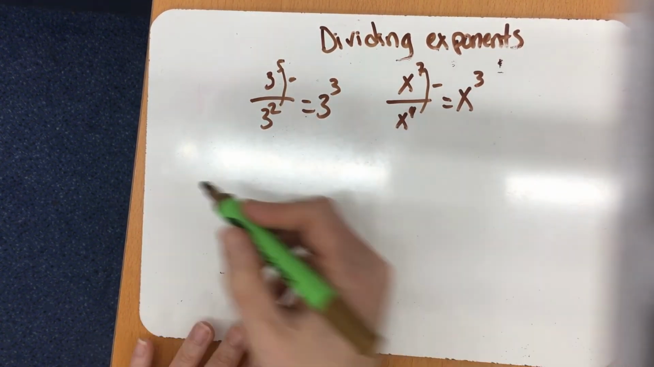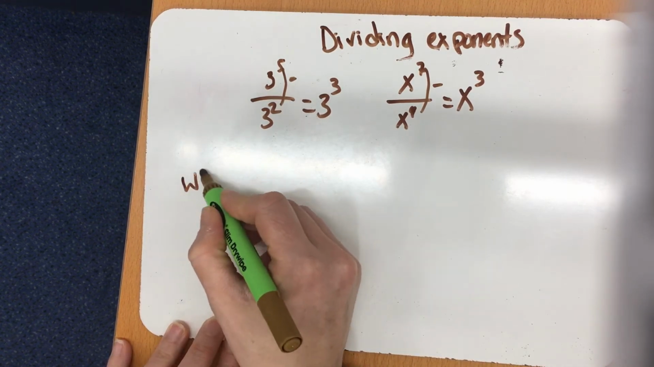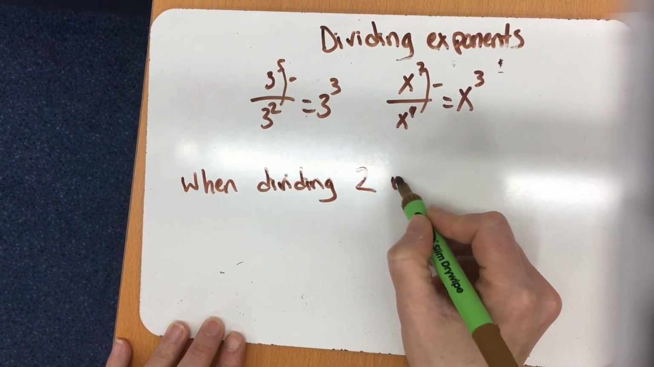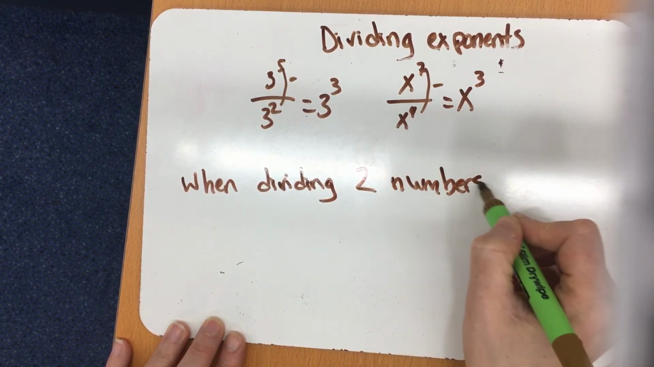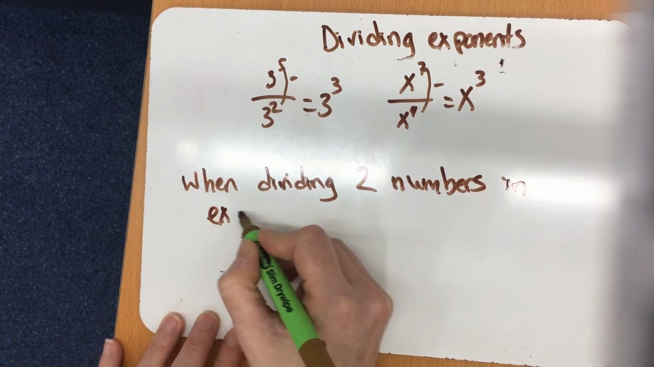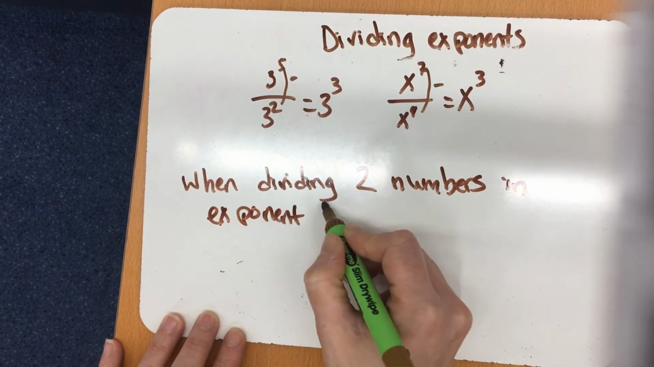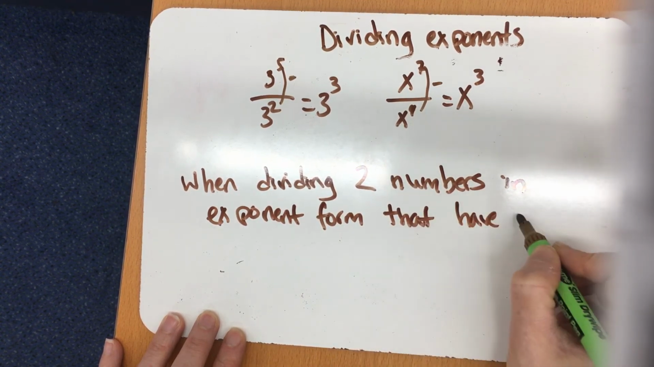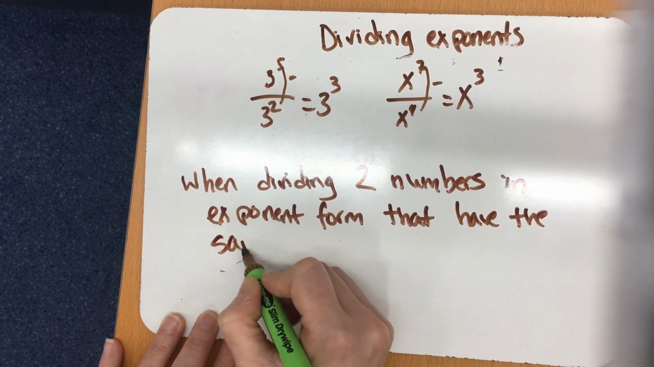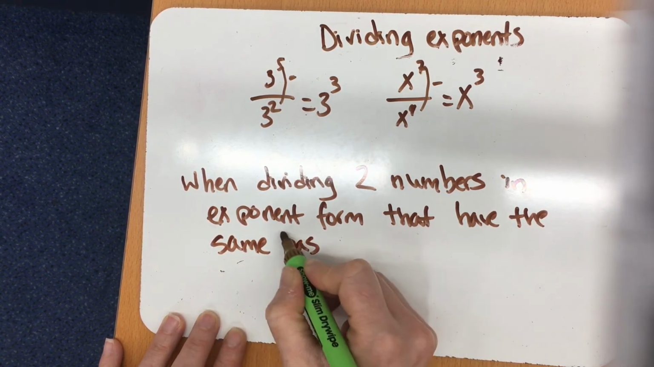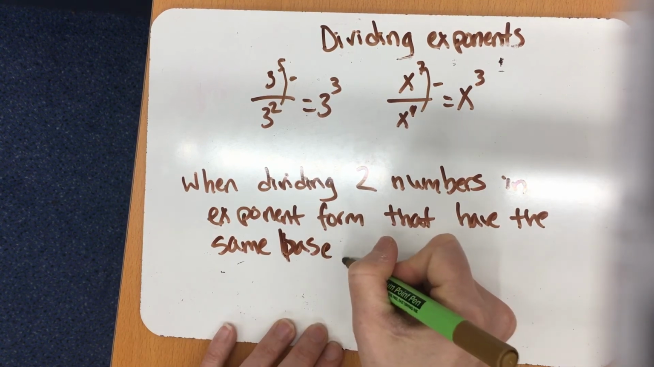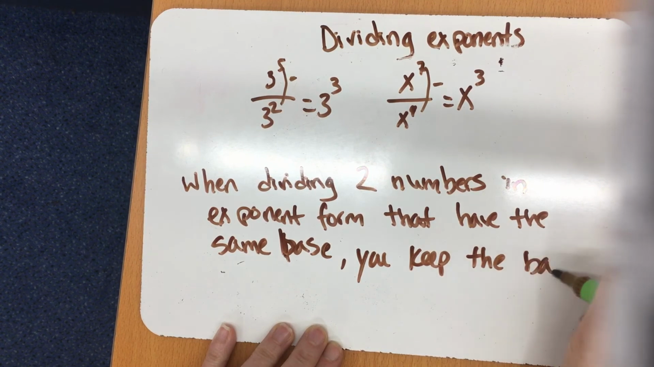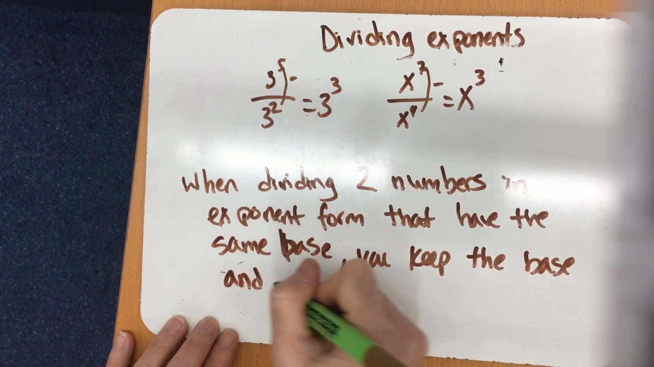So this third law of exponents, or generalization, is when dividing 2 numbers in exponent form that have the same base, you keep the base and subtract the powers.